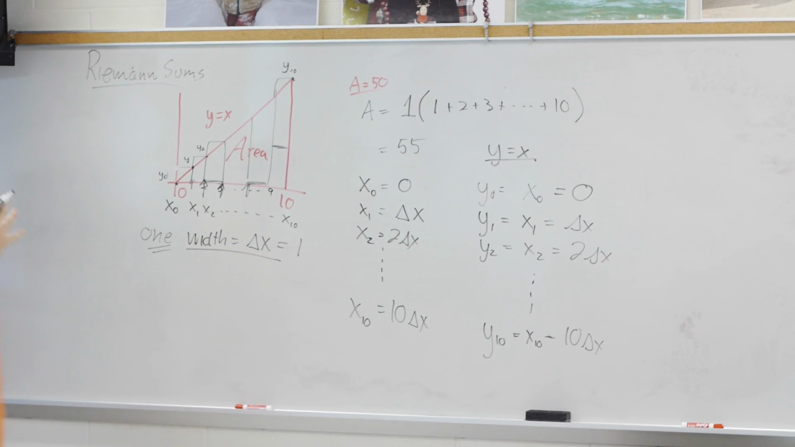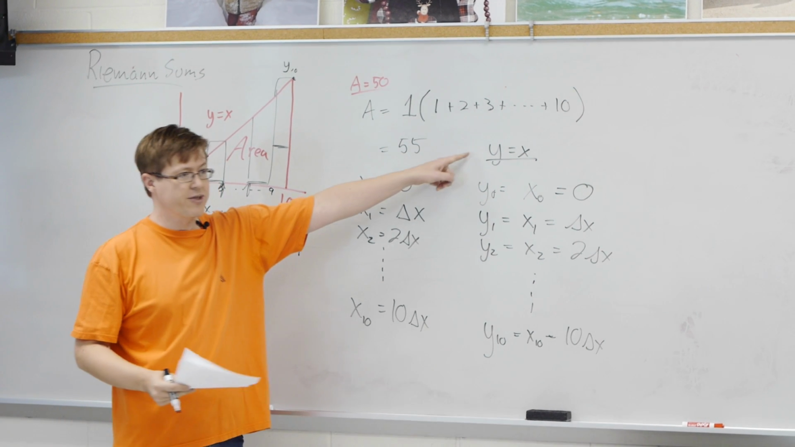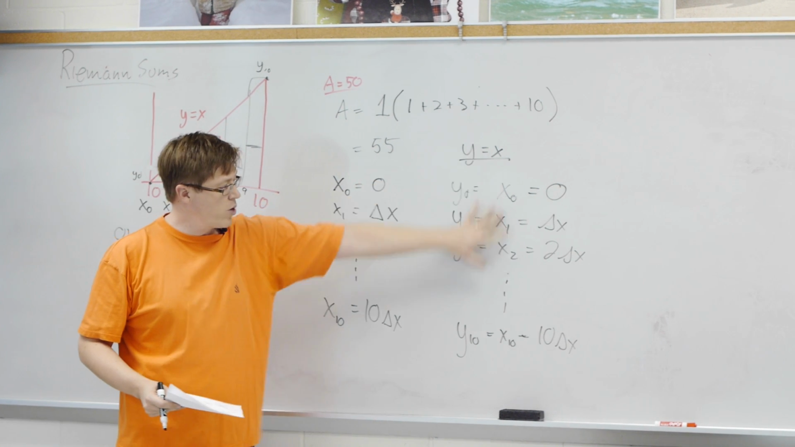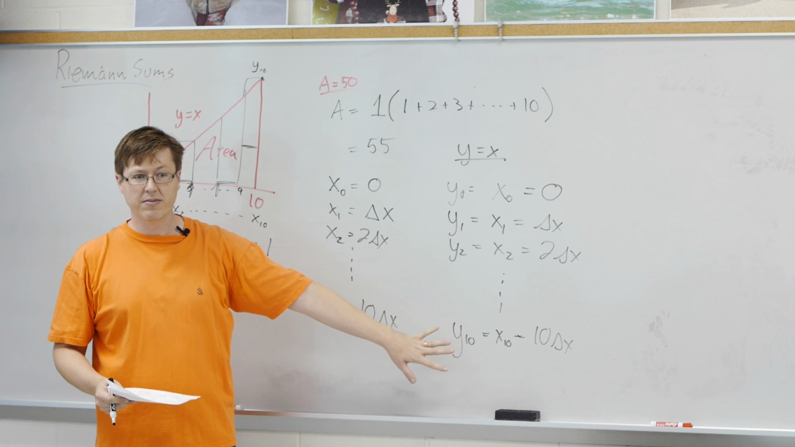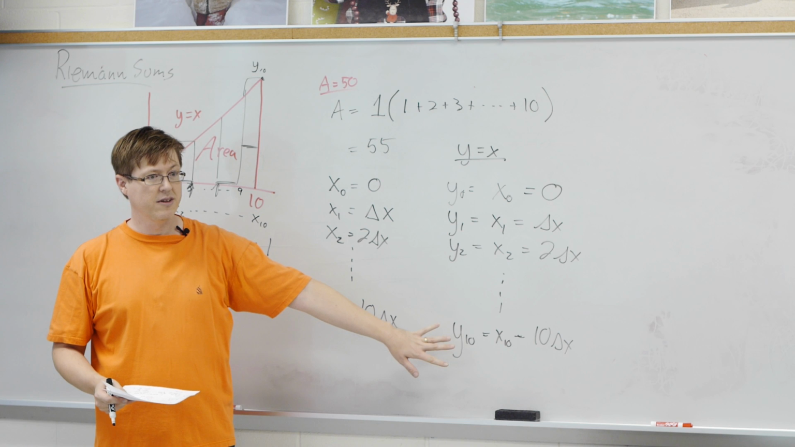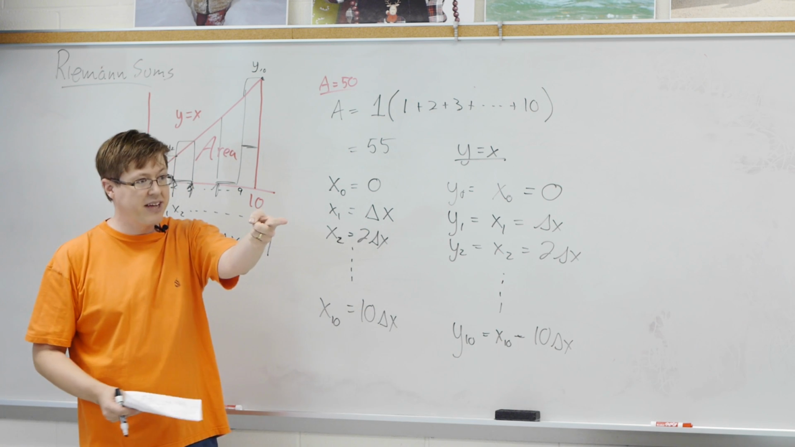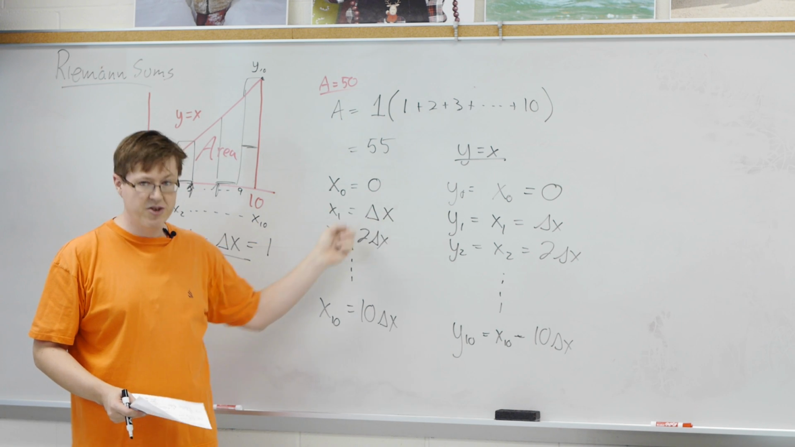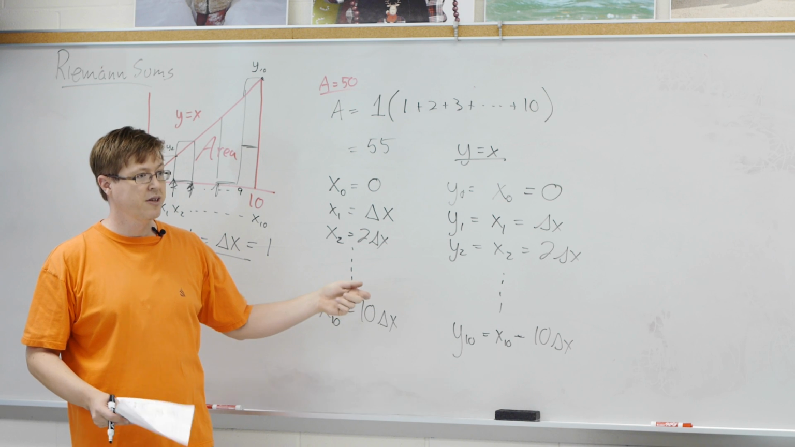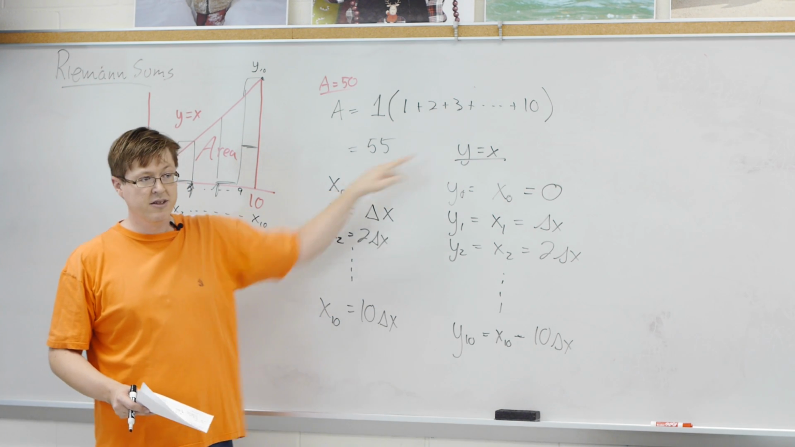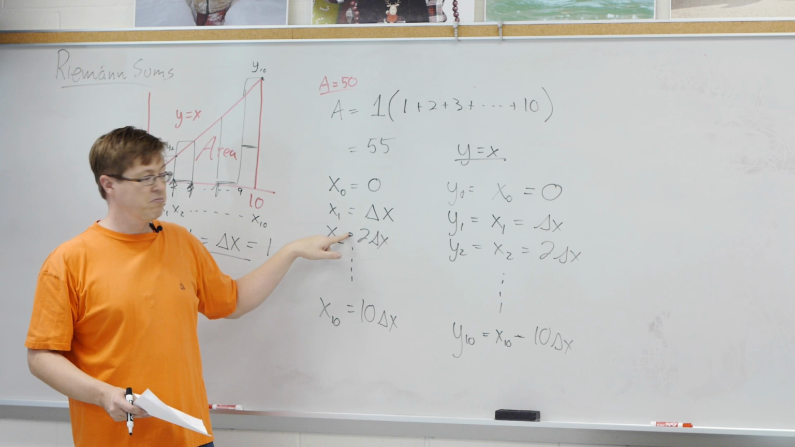But now let's just think ahead a little bit. What if my equation was y equals x squared? Then where would all these numbers come from? Square x. Exactly. x1 squared, x2 squared, x3 squared, x4 squared. So whatever this function is, I just plug this into it.